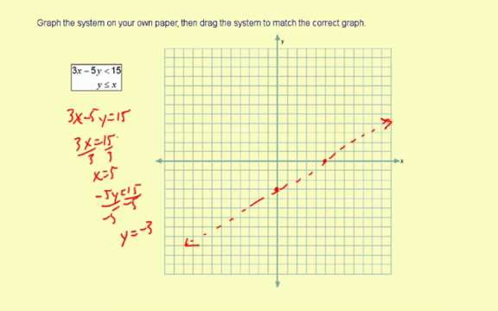Now I need to see if you shade above or below this dashed line. I'm going to use a test point of 0, 0. We'll put in a 0 for x, 0 for y. That's going to make 0 on this side and then less than 15. 0 is less than 15. That's true. So 0, 0, this point right here, the origin, is on the correct half plane with the solutions. So I'm going to shade that half plane.